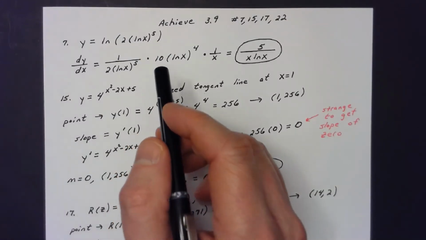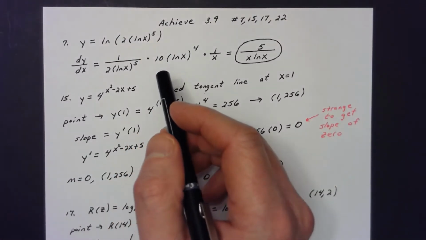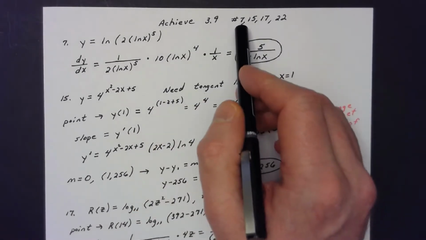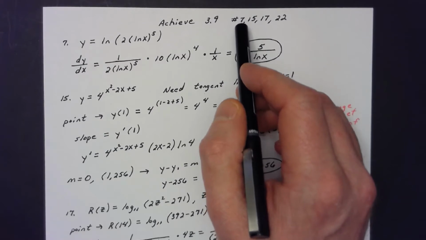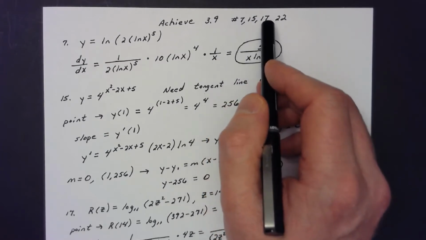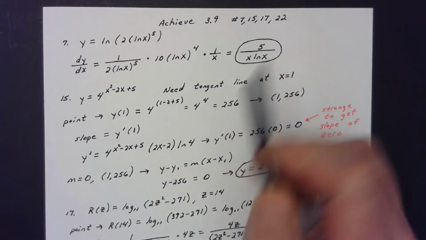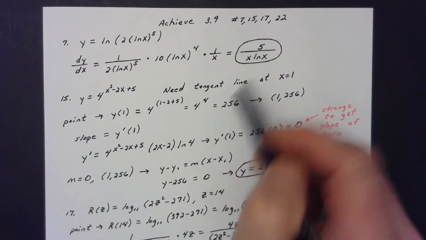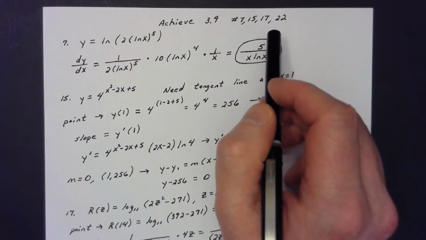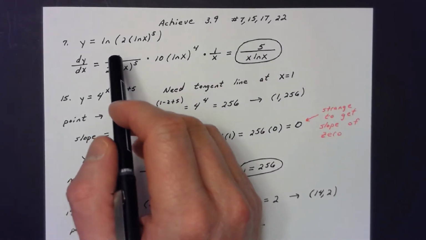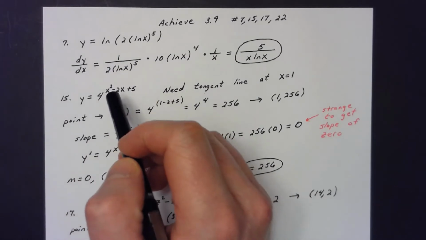Hi all, let me take a look at a few problems in Achieve Section 3.9 with you. This video will cover problems 7, 15, 17, and 22. I was also asked for 23, but that's already on another video, so I'll just look at these four on this one. So of course this section is about the chain rule and logarithms and exponential functions.